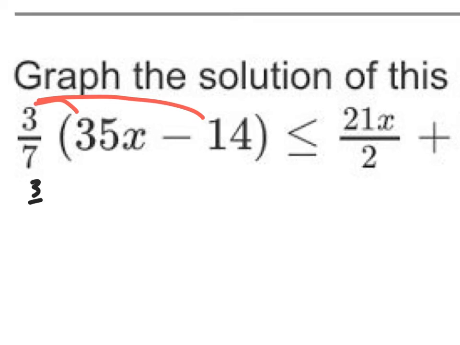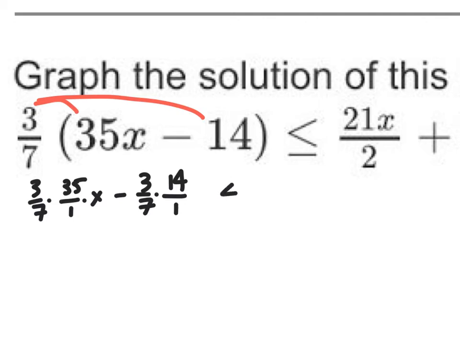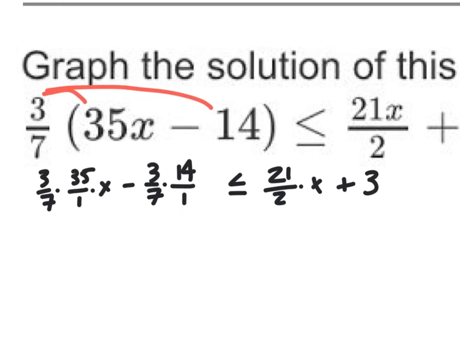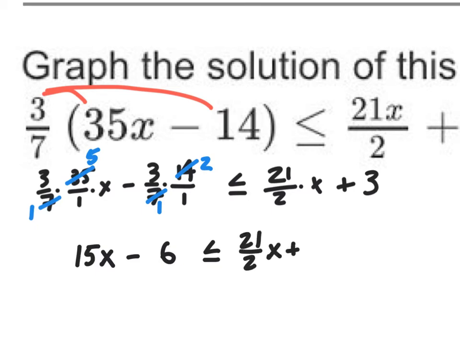So what I get is 3/7 times 35 over 1 times x minus 3/7 times 14 over 1. And this is less than or equal to 21 over 2 times x, and then add 3 to that, okay? So now what I have is 35 divided by 7, that divides out into 5 over 1. Now if I take 3 times 5, that's going to give me 15x. And then the other one, 14 over 7 is 2 over 1. So then I get minus 6, and this is less than or equal to 21/2 x, and then plus 3.